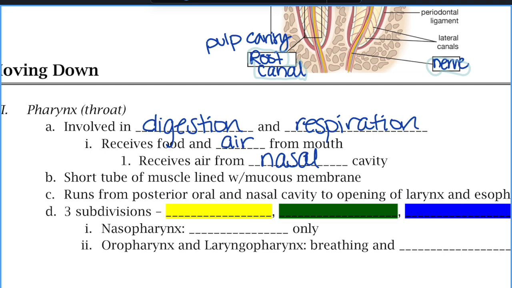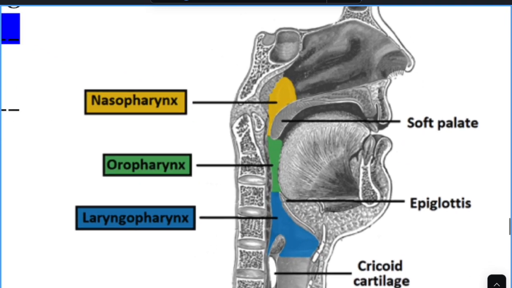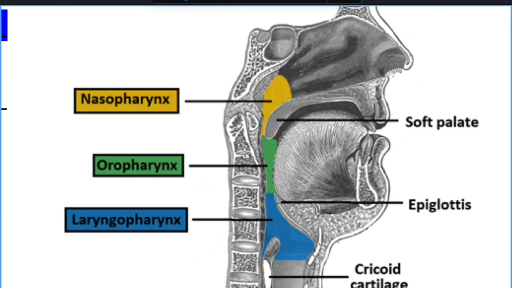There's 3 parts over here, so let's write them down. The first part in yellow is the nasopharynx. That is going to be the part of your throat that is just for breathing, right? Because the prefix for nasopharynx is nasal.